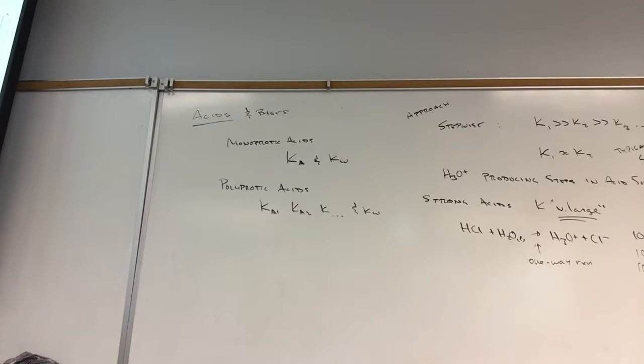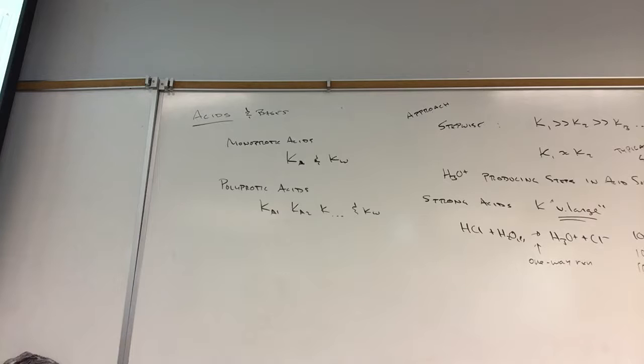Now for weak acids, K is small. If we have a small K, for example, like acetic acid, HC2H3O2, when it hydrolyzes water, it's not going to be a 100% reaction. It's going to form some hydronium and some acetate, depending on how big K is. Ka for acetic acid is 1.8 times 10 to the minus 5.